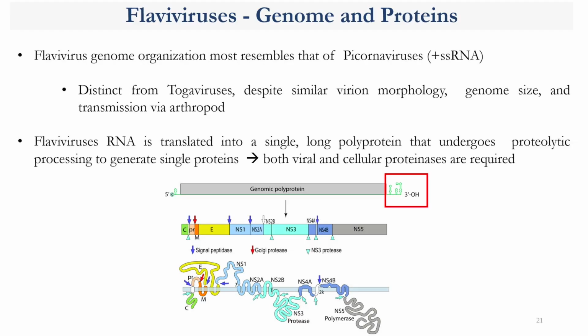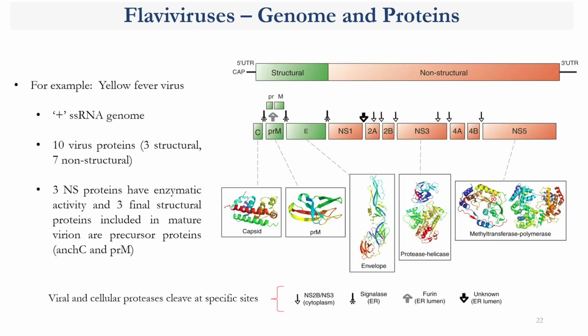All right, so we have seen how the genome is organized. Again, you have your 3' end without the poly A, you have your 5', and these are the various proteins and your enzymes, the different proteases, that's where they'll cut. So let's have an example and see how yellow fever virus works, okay?